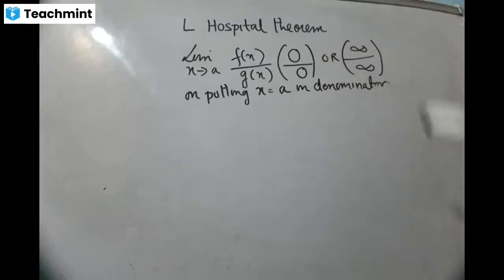So we cannot find the value of this. 0 by 0 does not exist. That's why it's called an indeterminate form. That means the value cannot be determined. So whenever you get an indeterminate form, that means you have to solve it. What you need to do is apply L'Hospital's theorem. L'Hospital's theorem is very easy.